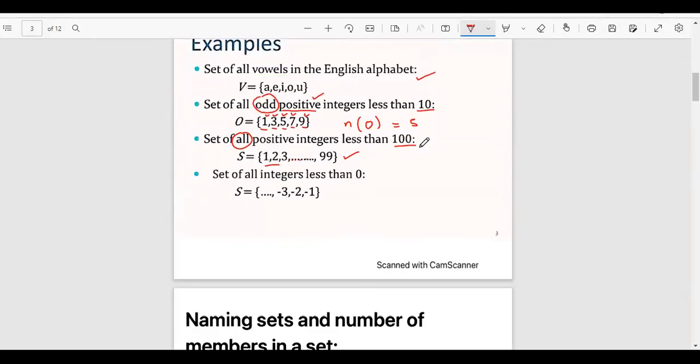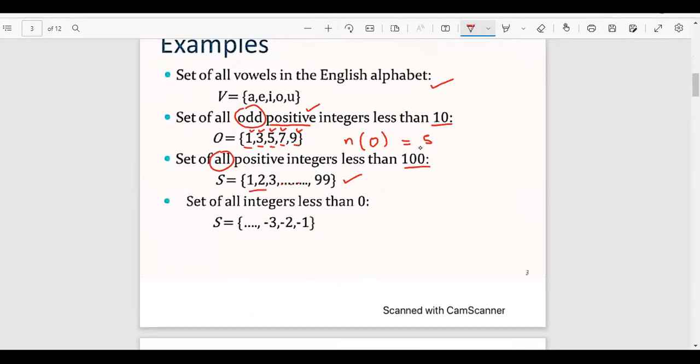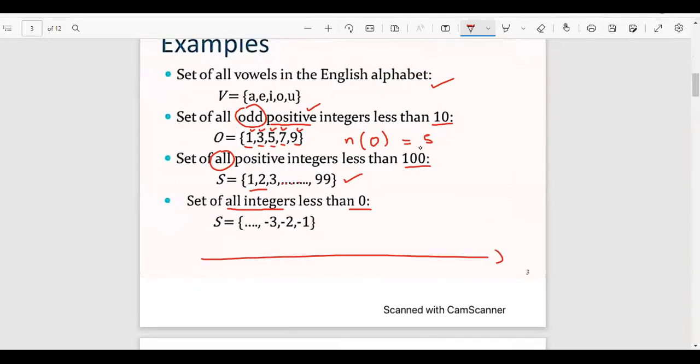Okay, and the last set was the set of all integers less than 0. So we have discussed this as well. This is the number line. This is 0. Here we have positive numbers. Here we have negative numbers, -1, -2, and so on. Less than 0 means we would be starting off with -1, and we will be going till the end of the number line. And we're not sure about this number because in maths we can write down every number, right?